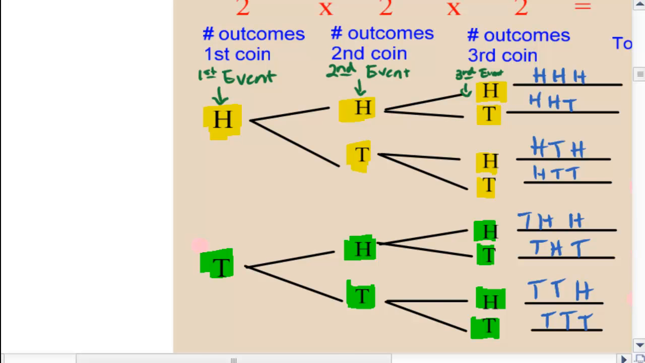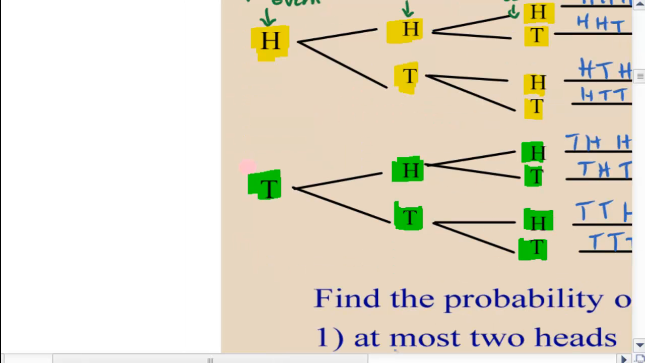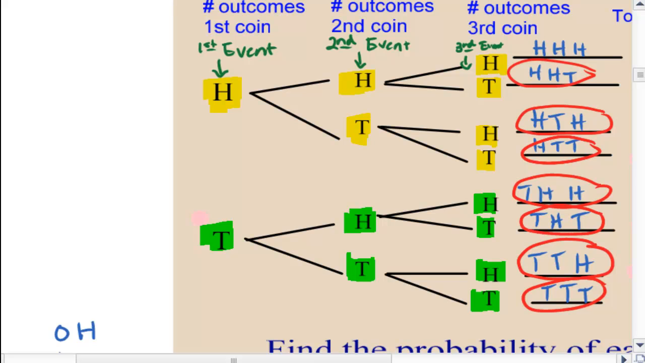So now we have some questions to answer. Our first question says, find the probability of having at most 2 heads. So that means at most 2 heads would be 0 heads, 1 head, or 2 heads. So count through and see if you can find that. I have circled the answer to this question.